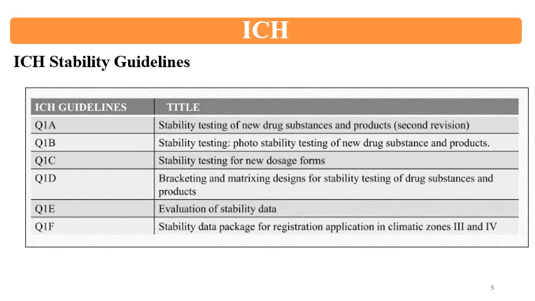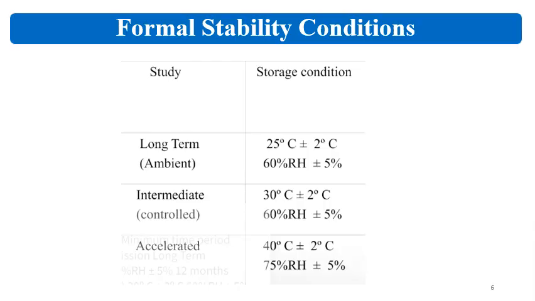ICH guidelines are required to be followed for performing the stability studies, for testing the stability samples and for the evaluation of stability data. So all these guidelines are there in the ICH guidelines. ICH Q1A, Q1B, Q1C, Q1D, Q1E and Q1F is there for stability study for the pharmaceuticals. So you can go through these guidelines to have a good understanding about the topic.